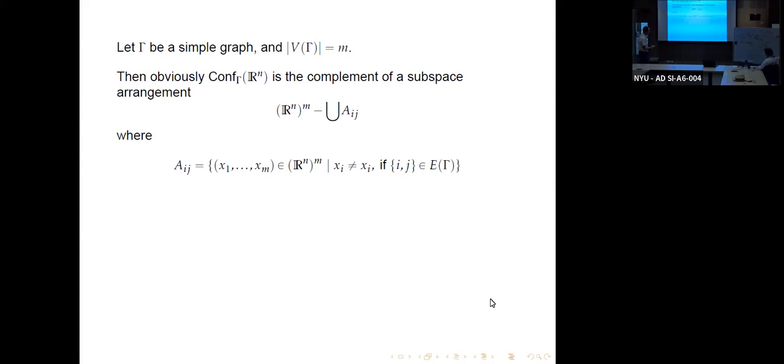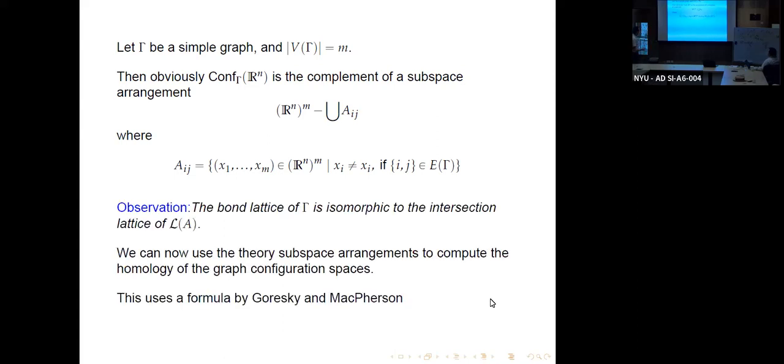Now, here's the interesting part. When I look at the configuration space of my graph, it's an arrangement. It's a complement of an arrangement, because when I say xi not equal to xj, it means I remove the hyperplane. If I'm in Rn, I'm going to remove the hyperplane where xi equals xj. It's of codimension 1 in Rn. So I have an intersection lattice, and the bond lattice is the same as the intersection lattice. Okay, that's the same.